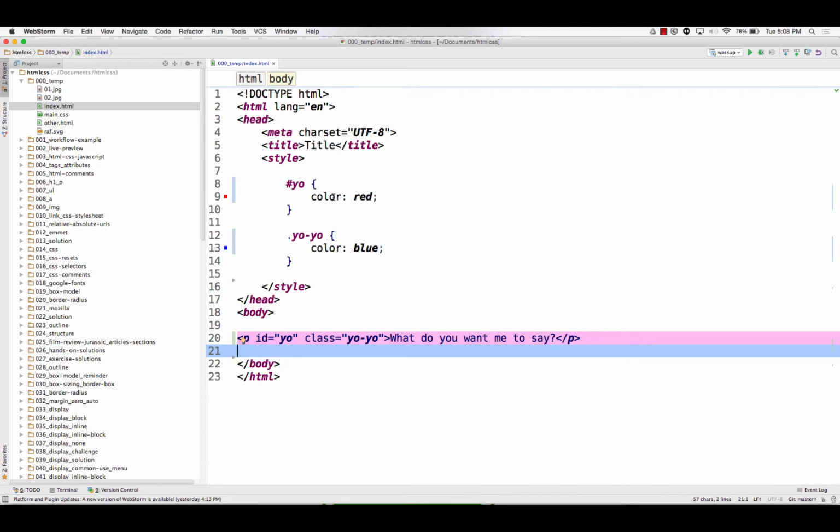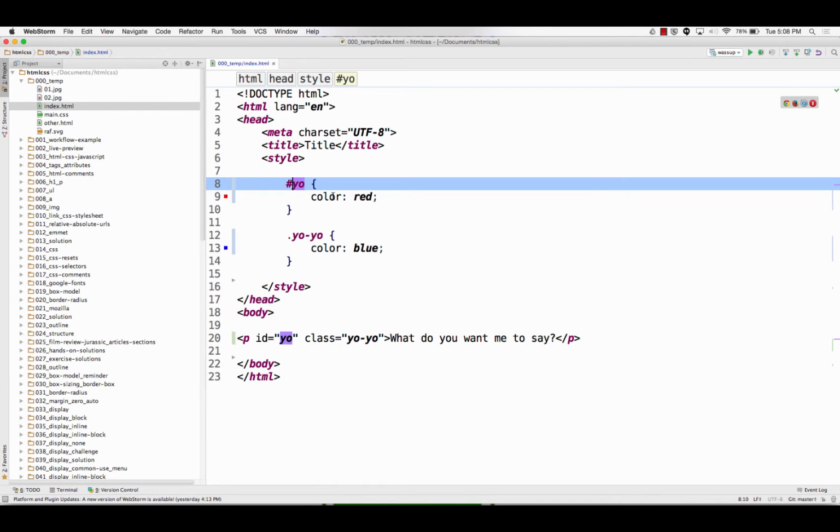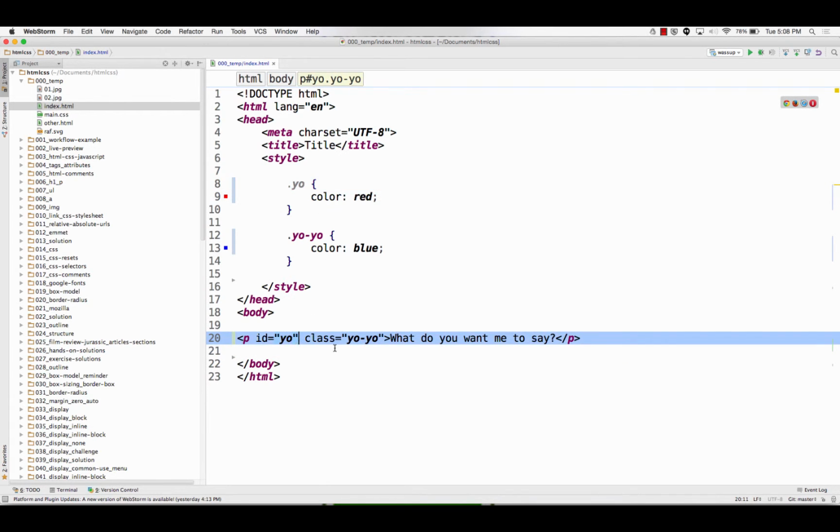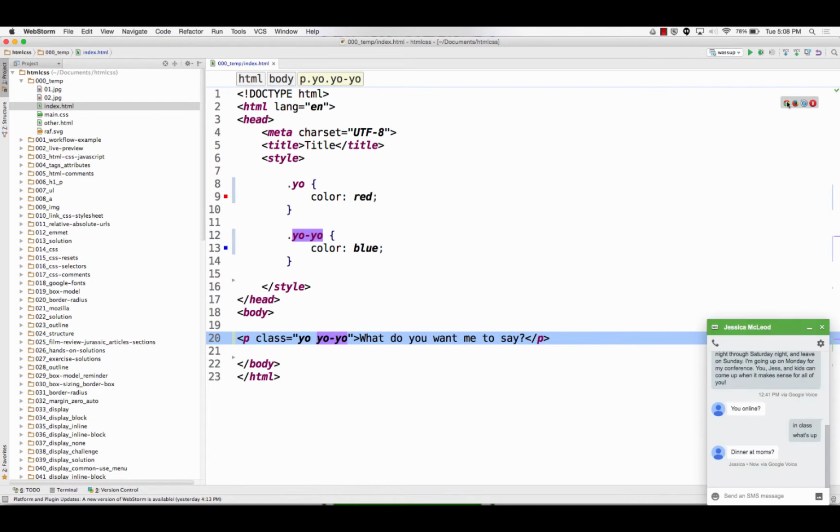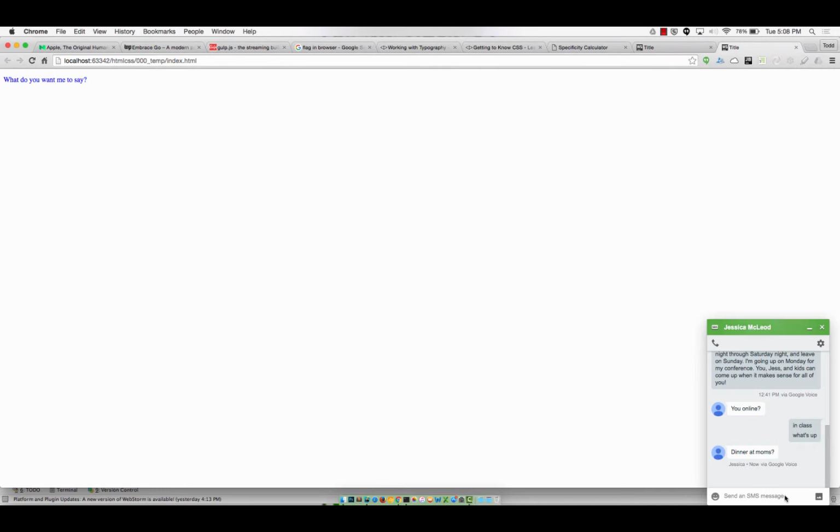Well, if we were only looking at something with the same specificity, yo or yo-yo, those are two separate classes being applied to the same element. What's that color going to be? It's going to be blue. Why? Because it's a cascade, right? Whatever came last is what's being applied. So they have the same specificity. Blue came last. Blue's being applied. Red got overwritten. Cool.